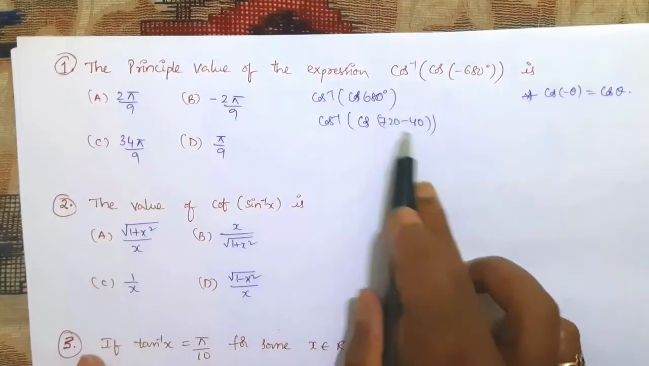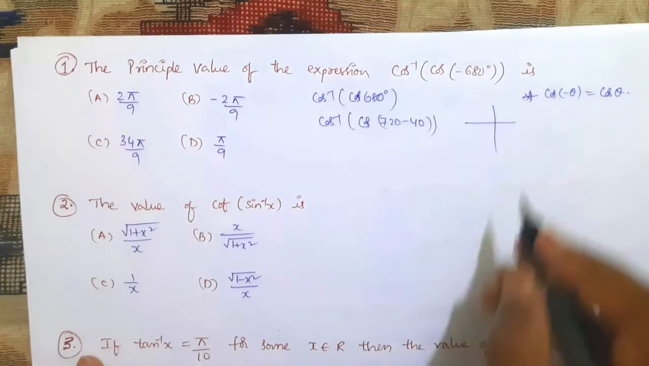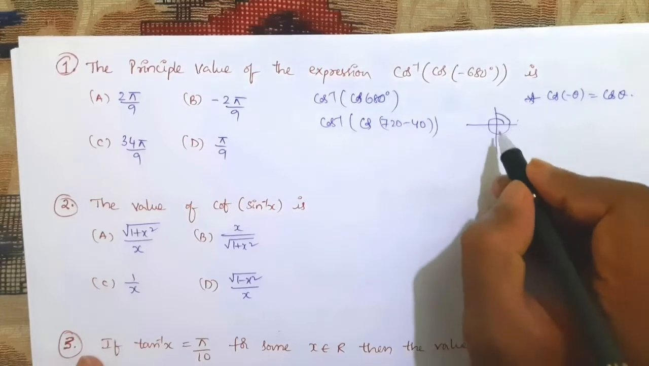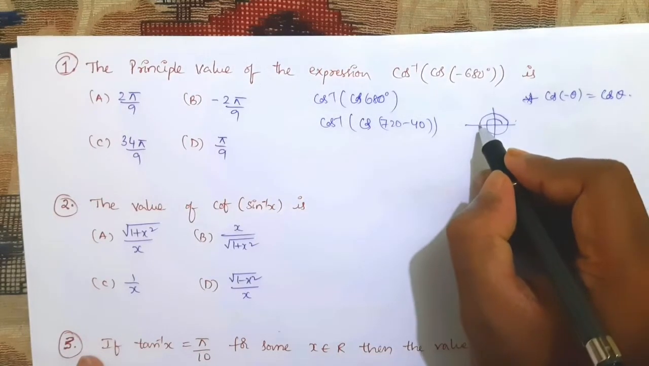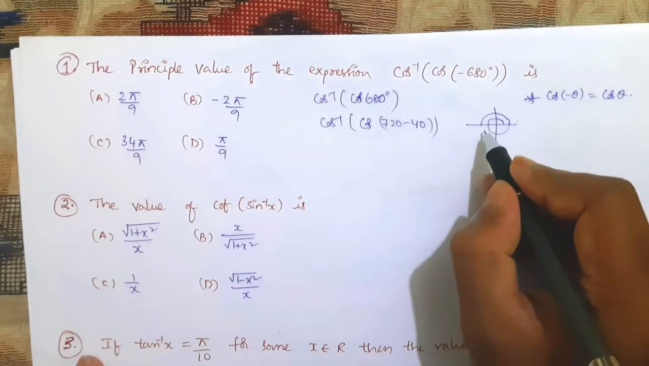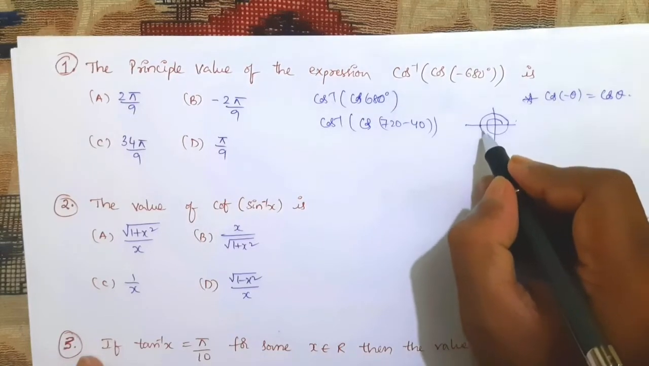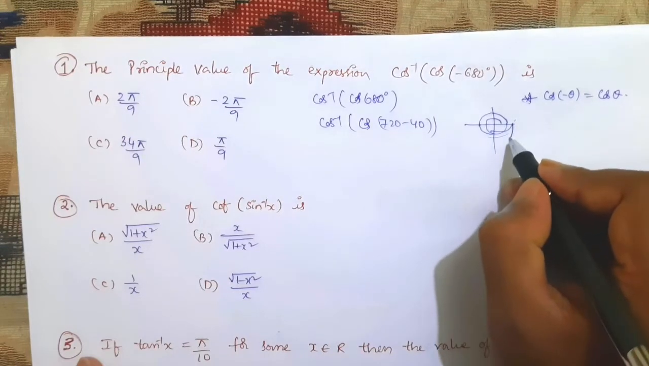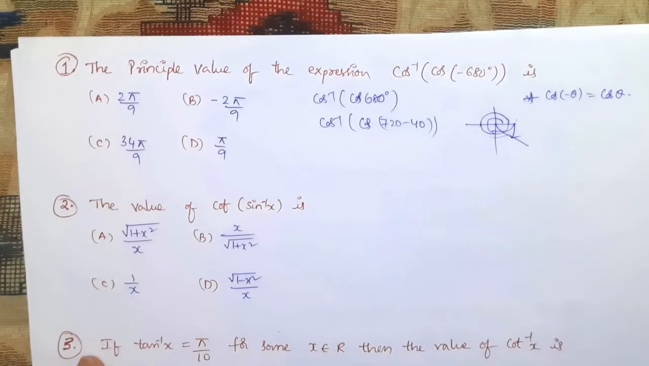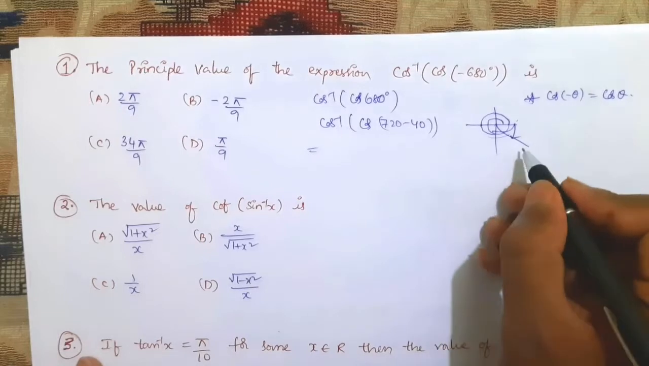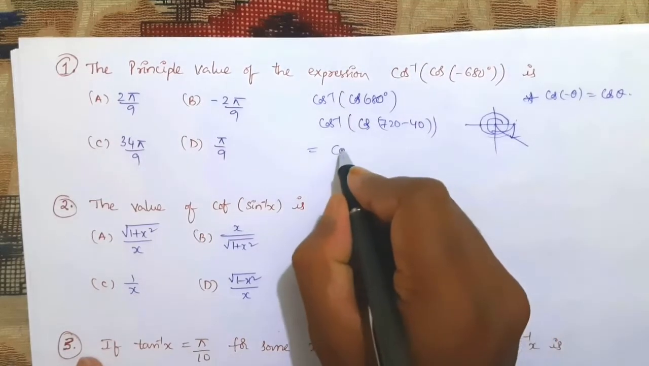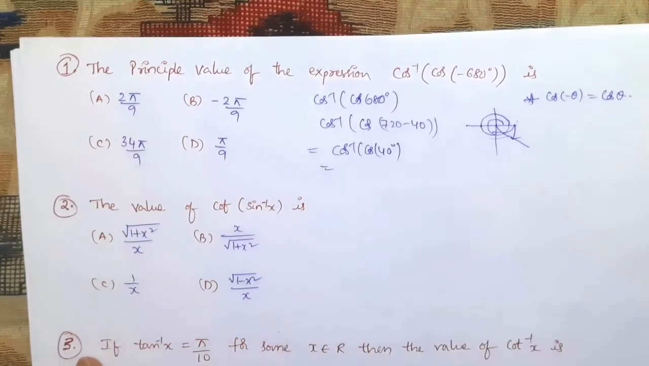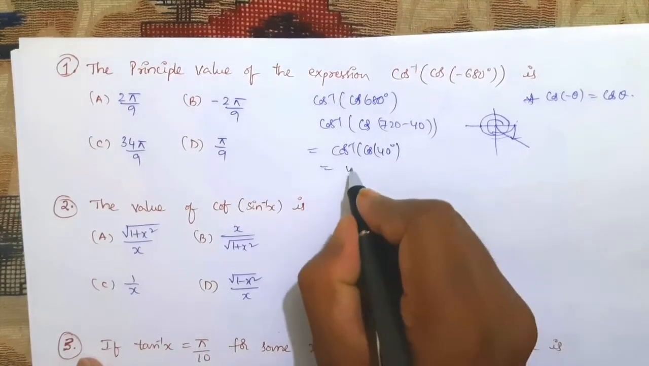720 minus 40 is 680. 720 is how many revolutions? One revolution is 360, plus 90 is 450, plus 90 is 540. Sorry, this is 720, which is 2 revolutions. 2 revolutions minus 40 is in the fourth quadrant. In the fourth quadrant cos is positive, so it becomes cos inverse of cos 40 degrees. Cos inverse of cos cancels, so it becomes 40 degrees.